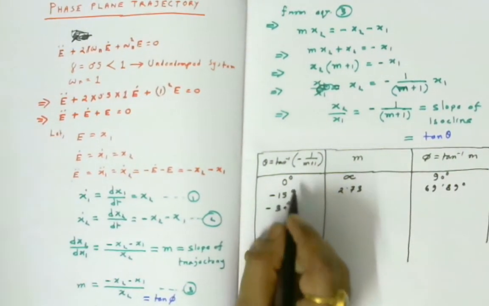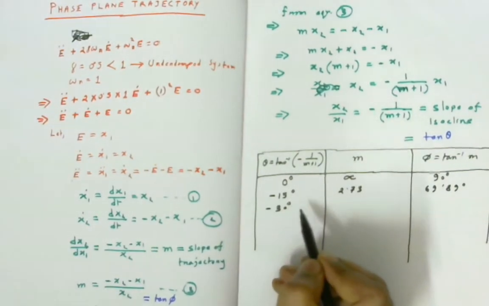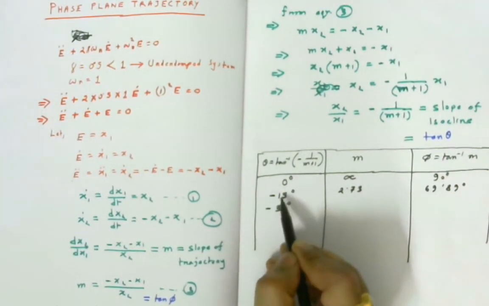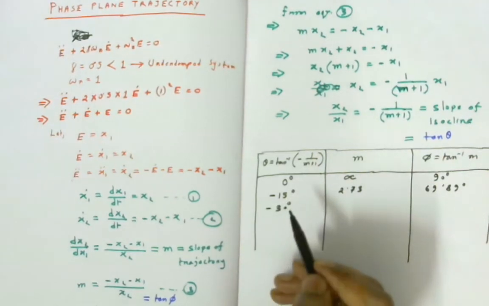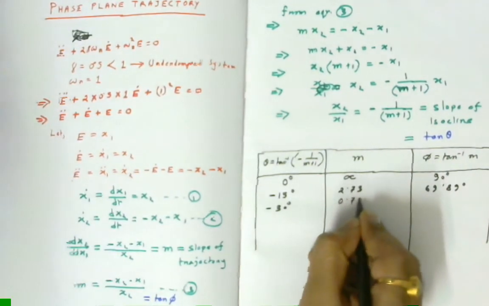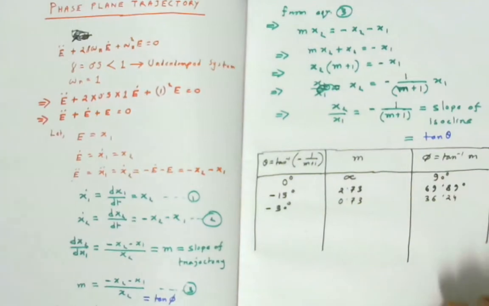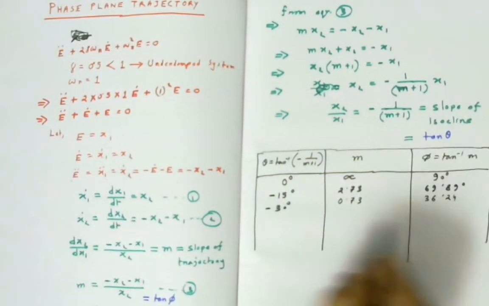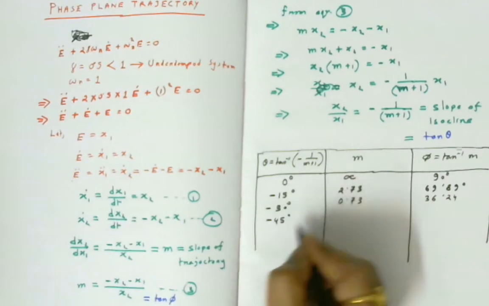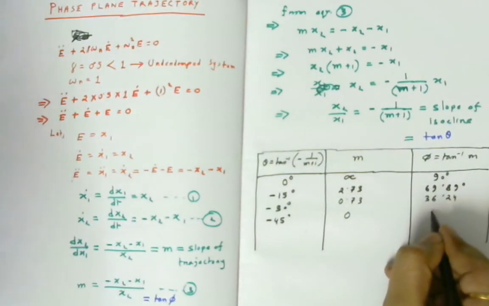Similarly, I am taking 15 degree apart from the last angle. My plan is to start from 0 degree, then minus 15 degree, then minus 30 degree, then minus 45 degree, and so on. For minus 30 degree, the value of m is found to be 0.73, and the angle is found to be 36.24. This is the angle for the phase plane trajectory. Next, the next angle for the isocline is minus 45 degree, and for minus 45 degree the value of m is 0, and the value of phi is 0 degree.